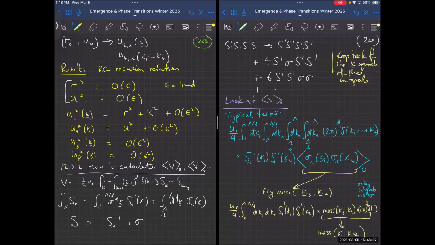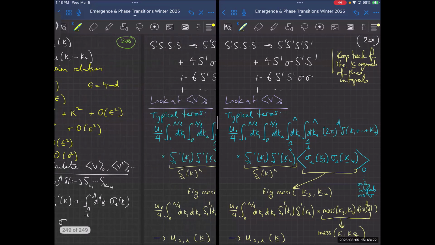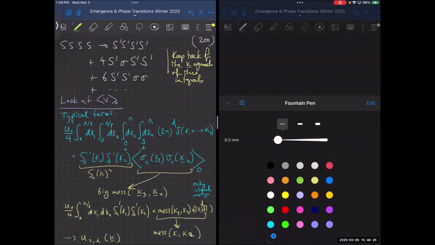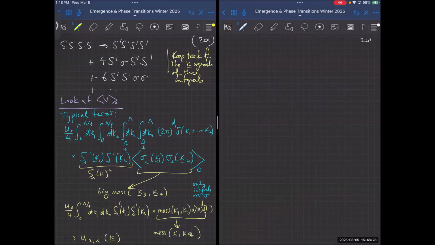And so that is then going to give me the contribution to U2L of K. That's how I'm going to get it. And then this thing over here, after I've done the rescaling, is going to end up being SL of K squared after I've done the rescaling. Okay, so what does it look like? So you have to do this, and it requires a calculation, and it's in my book.